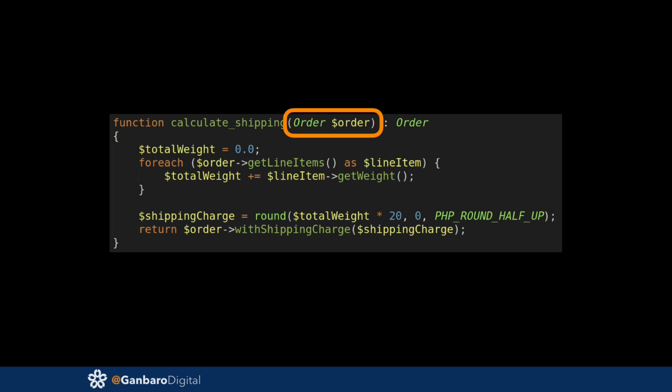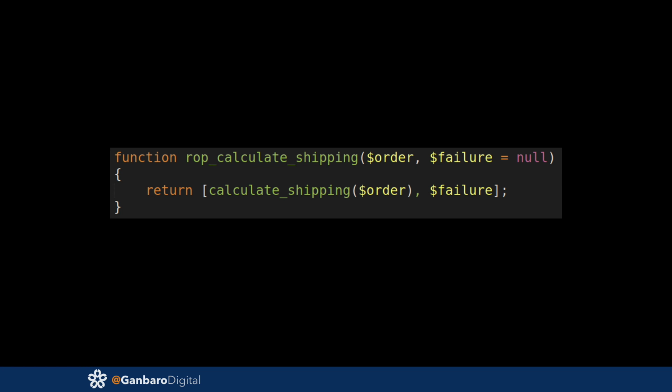Okay. There's another way. We can wrap it in another function. Because our calculate shipping doesn't actually have anything to do with errors, we can just wrap it and ignore the failure parameter whatsoever, since it doesn't need to deal with it. So let's just wrap it for now, and this will make sense as we go down the road.